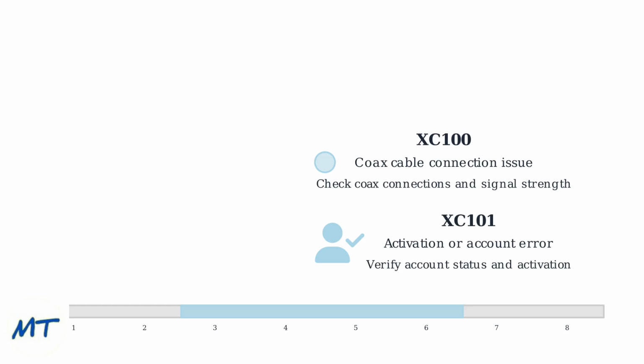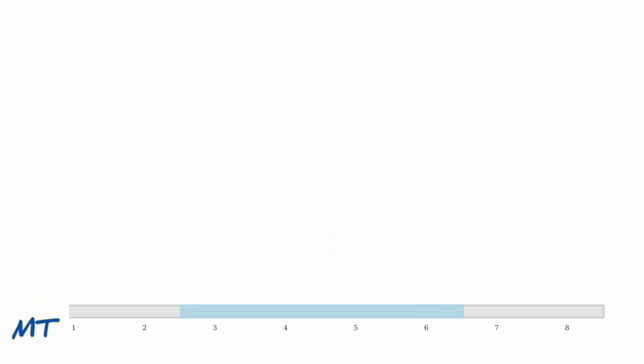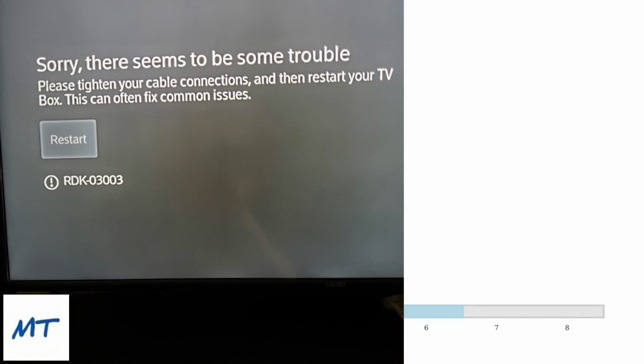Another common code is XC101, which points to activation or account verification issues, such as billing problems or the device not properly linked to your account. Error messages might appear as screens similar to these, showing specific codes and restart options.